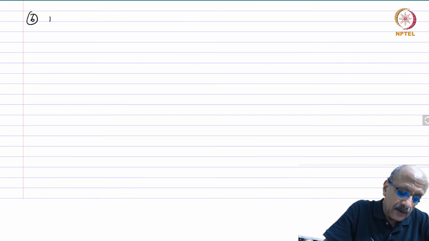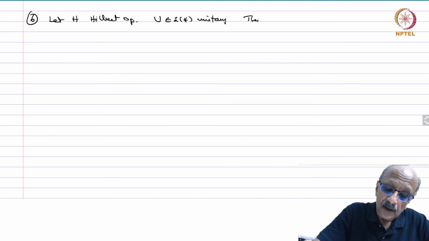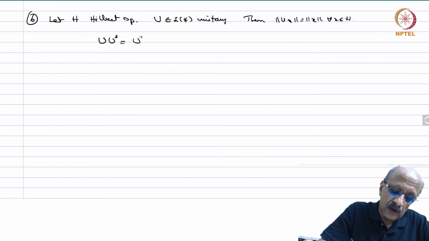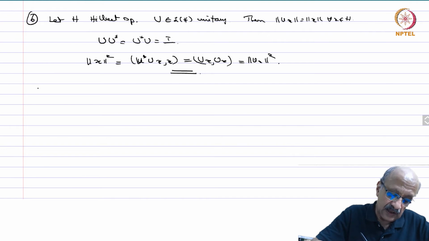Okay, so let H be a Hilbert space and U in L(H) unitary. Then norm Ux equals norm x for all x in H. That is, it's an isometry. We have already seen this. So you have U star U equals identity, and therefore you have norm x square equal to (U star U x, x), which is equal to (Ux, Ux), which is equal to norm Ux square, and therefore you get this. So this we have already seen in the previous lecture, where we computed the spectrum of a unitary operator.